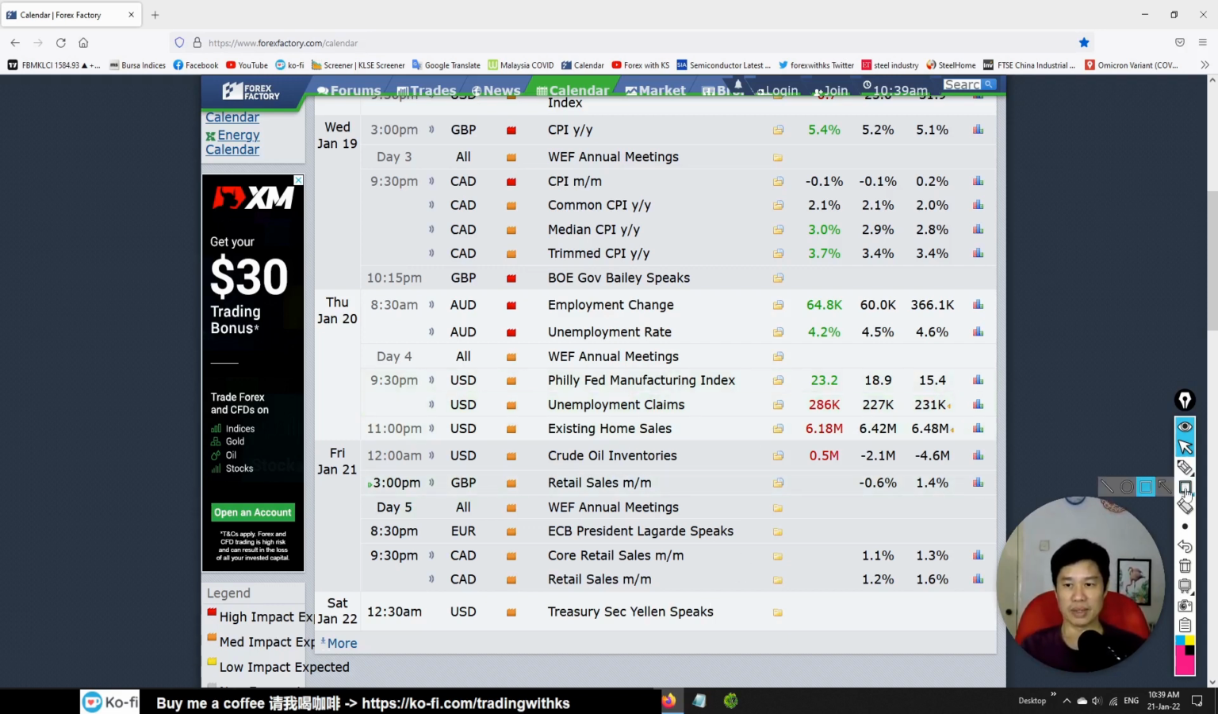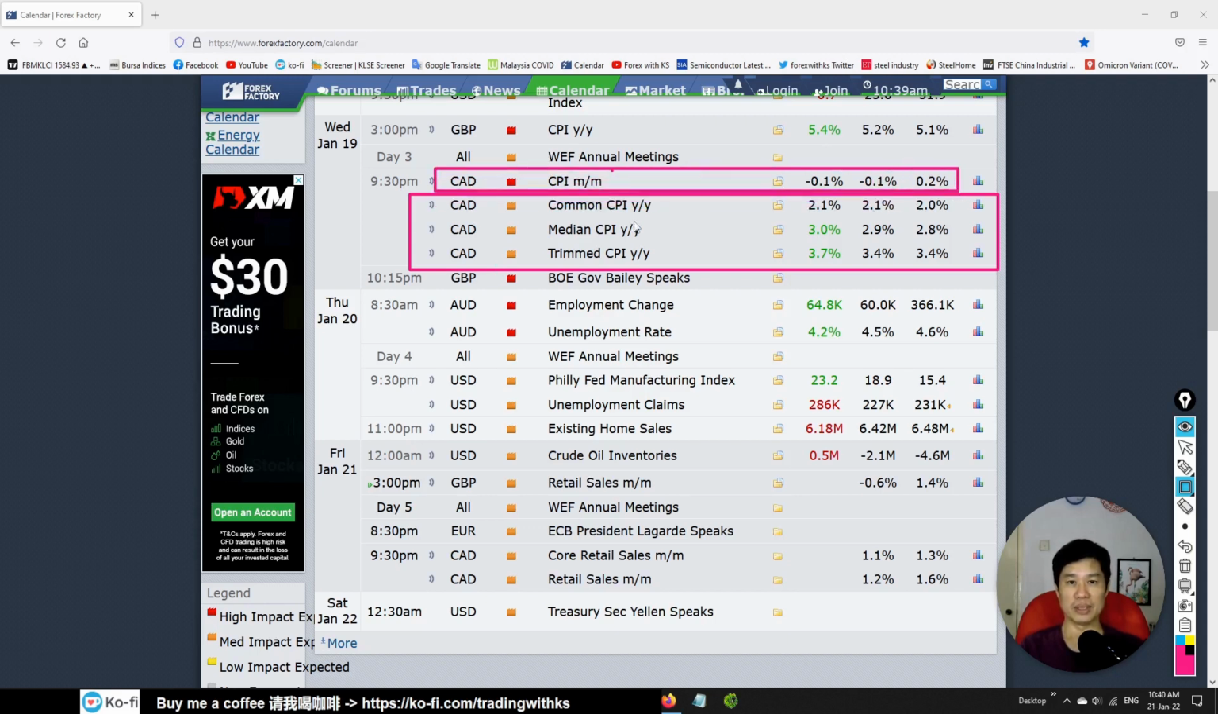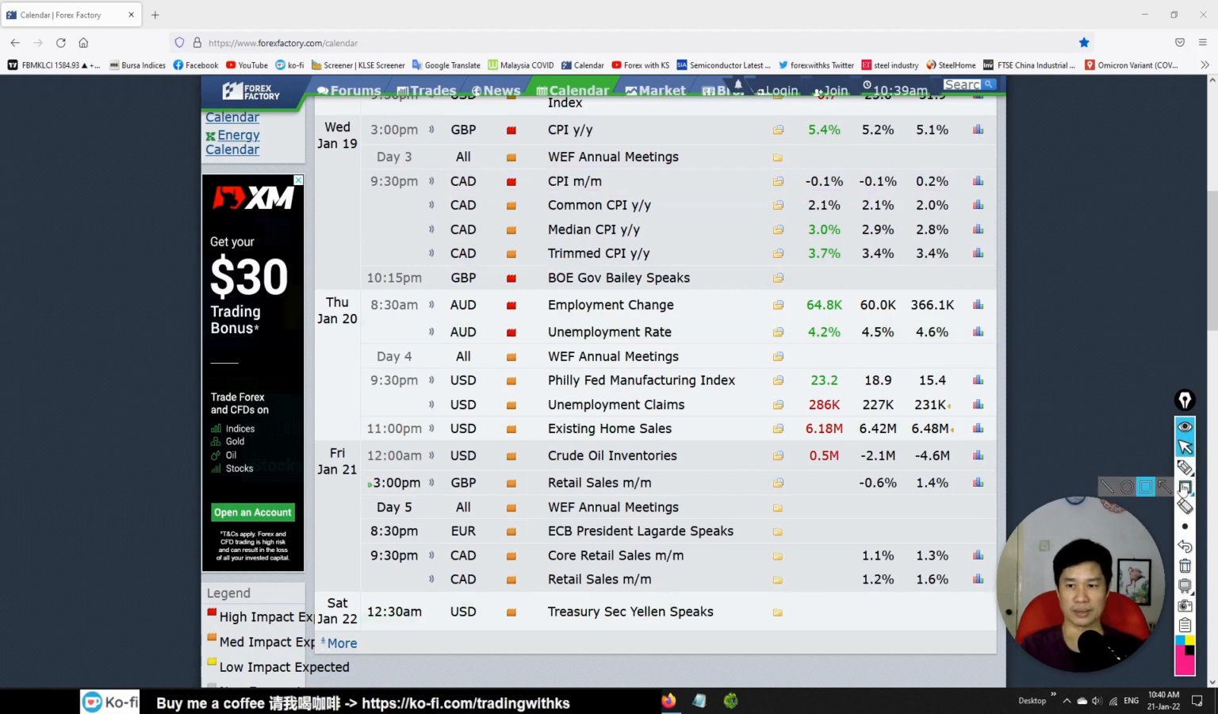Yesterday we got an increase in unemployment claims for USD, and existing home sales also dropped. This data is not good for USD, but we know USD should be strong due to the inflation. On Wednesday, we got CPI numbers. Strong CPI numbers for CAD. So CAD is getting stronger and stronger. Monthly CPI met expectation, but the common CPI and median trim CPI are above expectation. So we're expecting a stronger CAD.